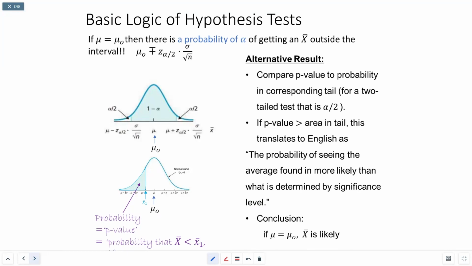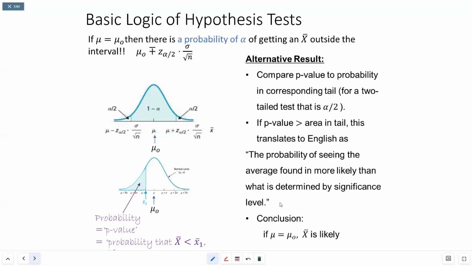Alternative result. You compare the p-value, right? The probability in the corresponding tail. Again, this is if you had a two-tail test. And if it's greater than the area in the tail, this means the probability of seeing the average you found is more likely than what is determined by the significance level.